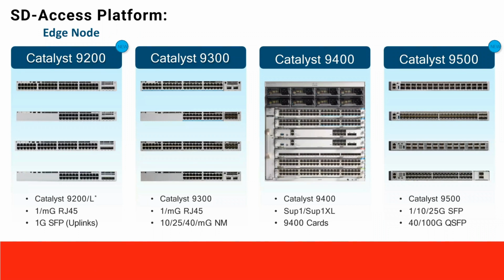Coming on to the edge nodes where all the endpoints connect. Catalyst 9200, a new addition to the Catalyst family, 9300. This supports control plane as well as edge. Control plane we already discussed. There will be many devices which support all the three functionalities: border, control plane, edge. So don't get confused. Each device is built with that capability.